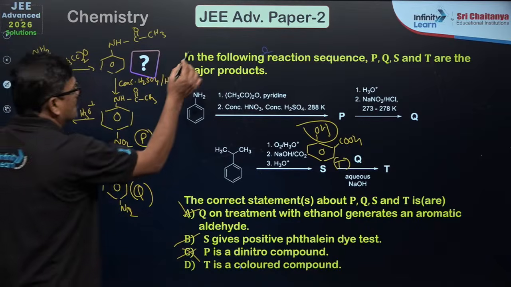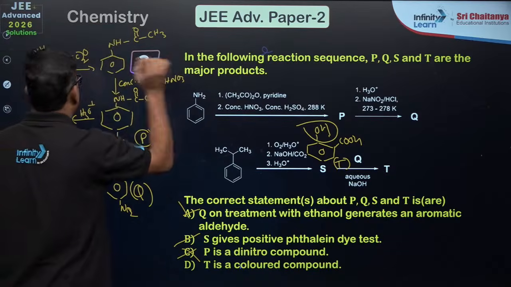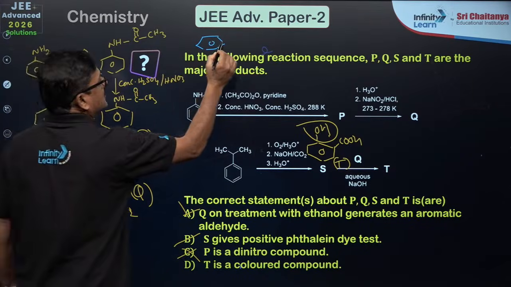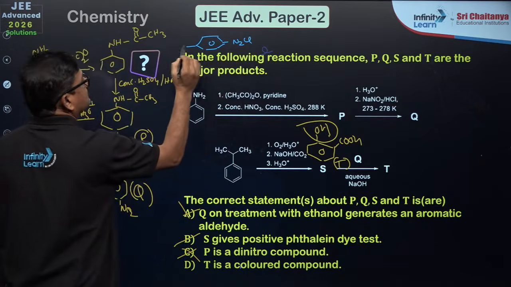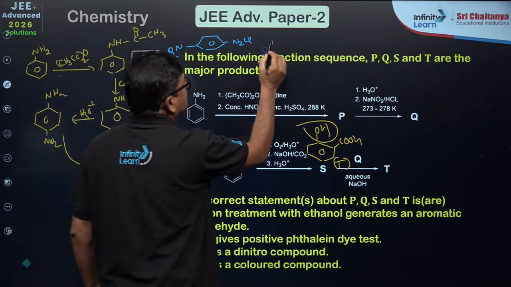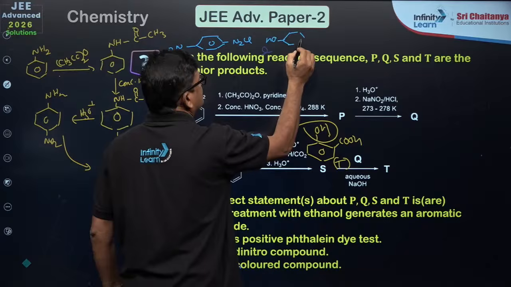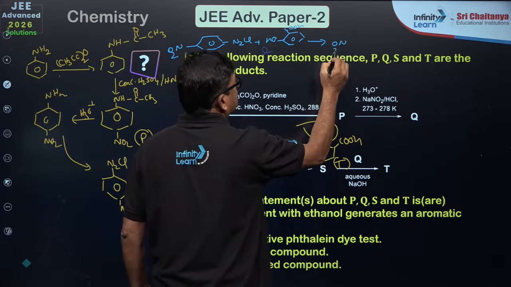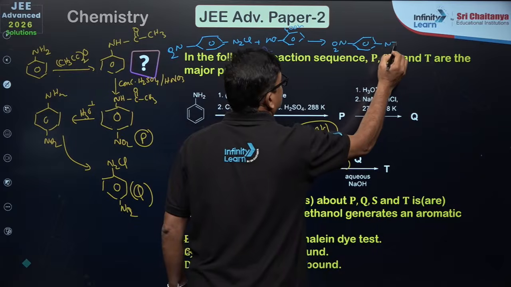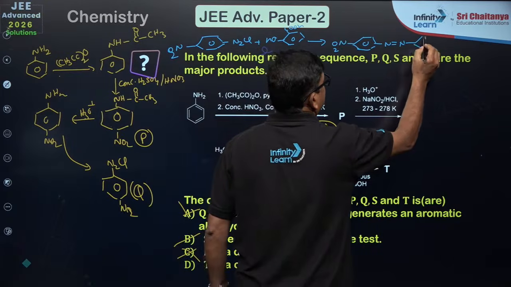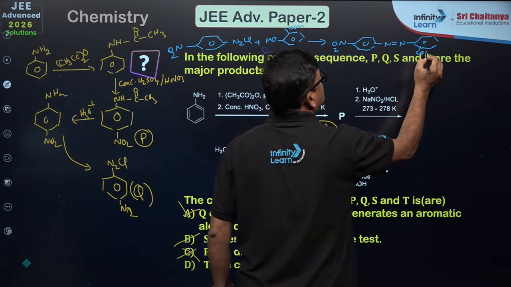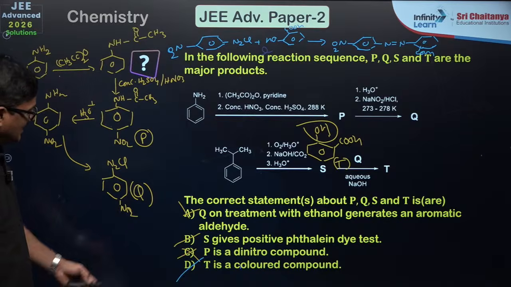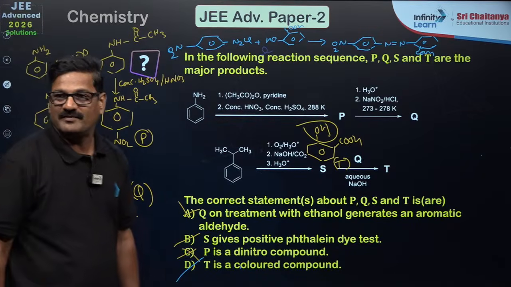You can see this diazo compound, this is your T, with N2Cl and NO2, and you can see OH, COOH, and between these two a diazo compound is going to be formed. Yes, it is correct. T is a colored compound. So for this we can go ahead with option D and option B as correct. So if you have any doubts, please let us know.